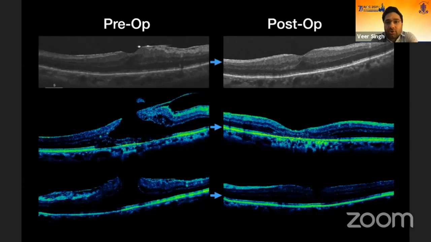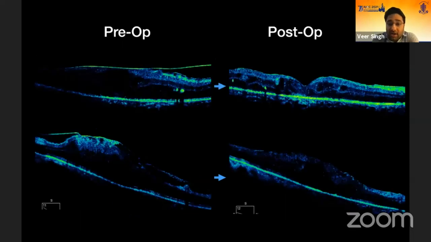There are some pre and post-op pictures that I'm going to show. The first one is ERM in an oil-filled eye. The second one is a lamellar macular hole idiopathic ERM. The third one is a macular hole related ERM, and these two are diabetic related ERMs. You see how well the retina has turned out after removal of the ERMs.